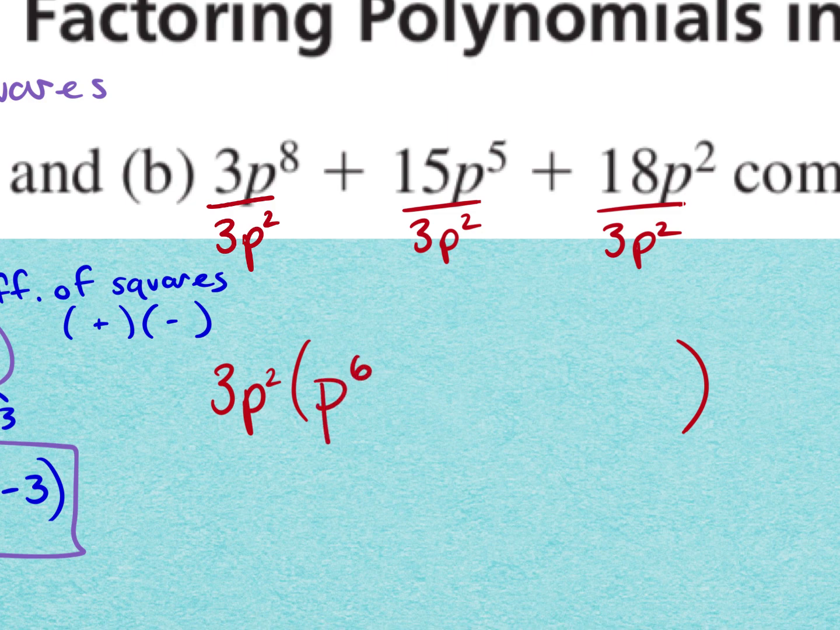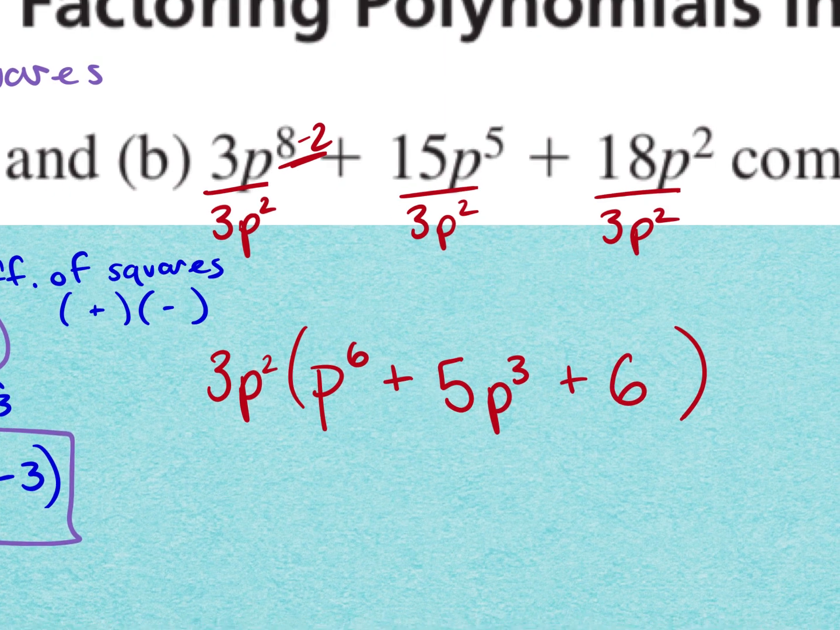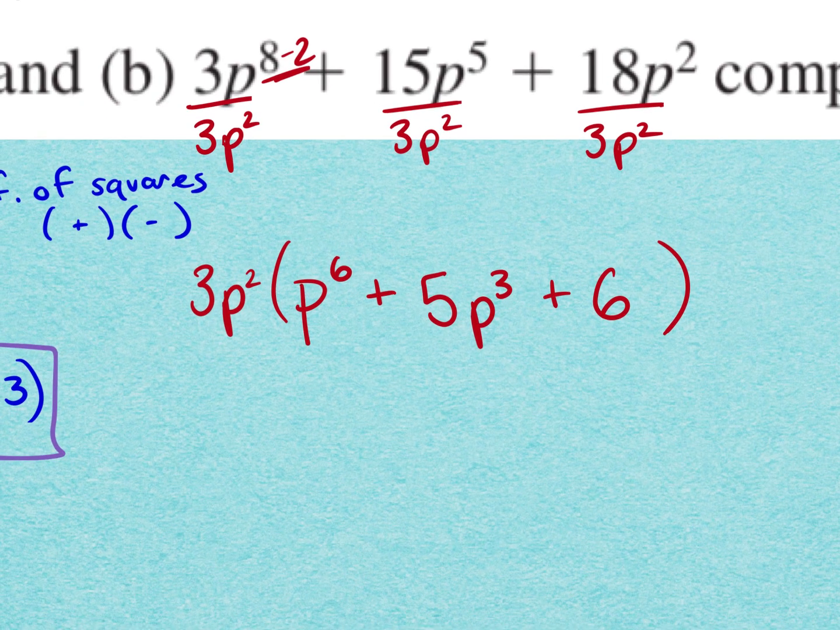P to the 6th power, because I have 8 p's here. When I divide the p's, I'm taking 2 away, so that would be p to the 6th power, plus 5p cubed, plus 6. Now this is kind of similar to the extra practice one that we did first. Let's see if I can factor this.